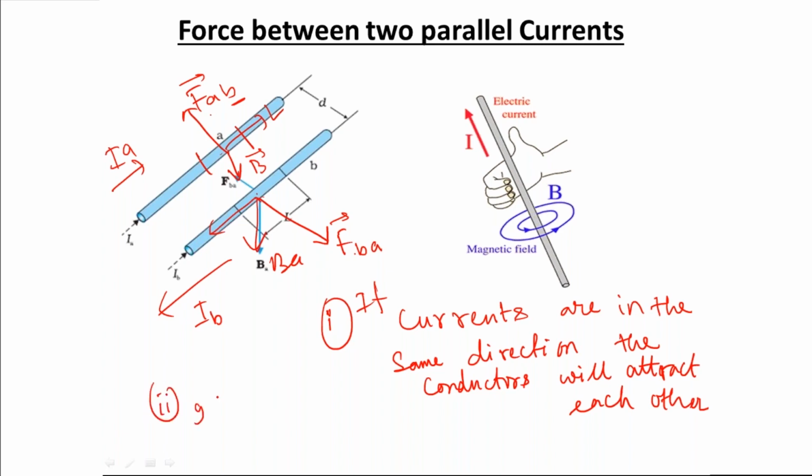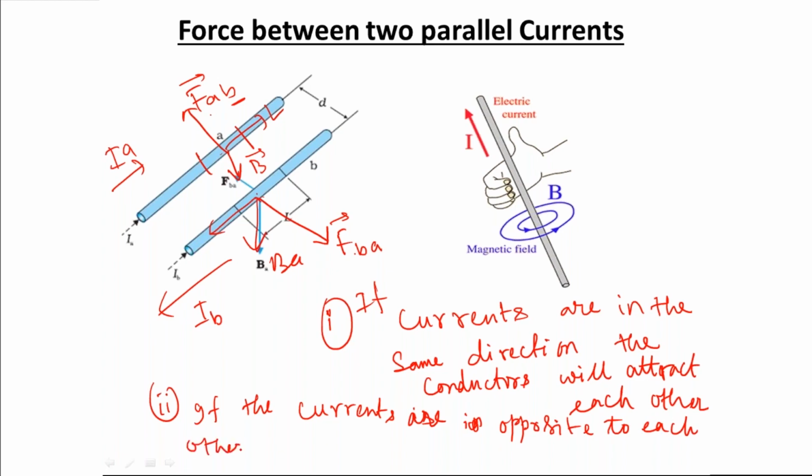Then if the currents are opposite to each other, the conductors repel each other. So these two repel. Okay, these two we have learned now.